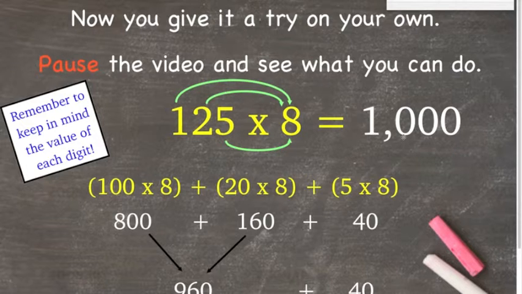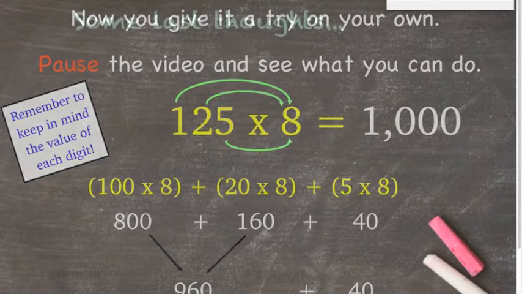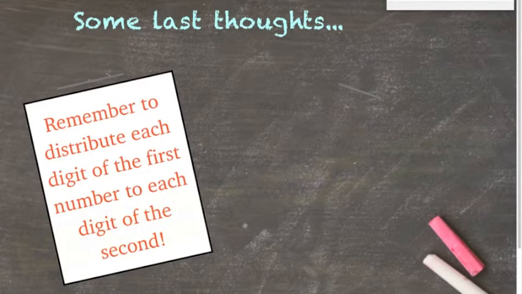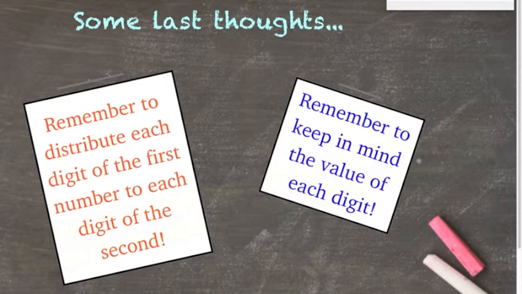If you made a mistake, go back and take a look and see if you can make corrections based on this screen. You may have to pause the video again to kind of give yourself a chance to look it over. Here are some last thoughts to help you remember things when you're looking at the distributive property. Remember, you have to distribute each digit of the first number to the digit of the second. In other words, make sure that every single one of your digits is accounted for when you're writing your expressions. Also, remember to keep in mind the value of each digit. The 1 in the hundreds place actually stands for 100, not 1.